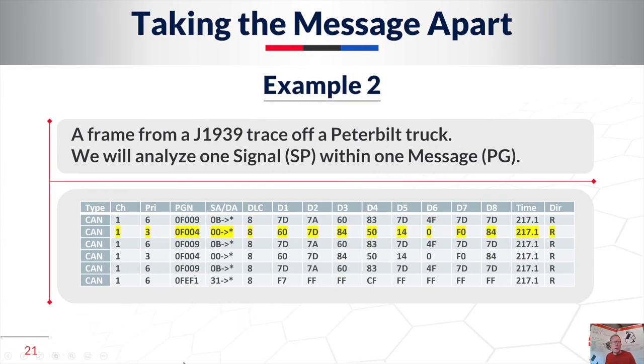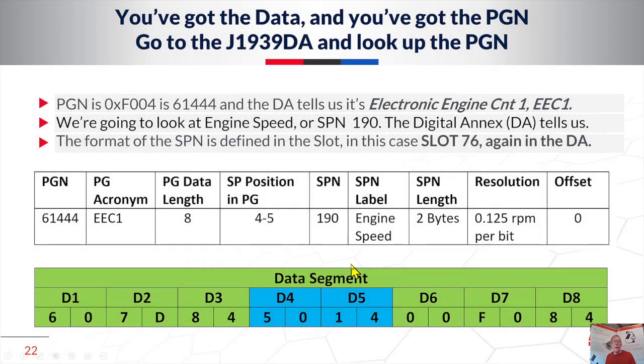Here's that data we saw earlier, again broken down in a J1939 format in the identifier phase up here. We're going to worry about the data across the bottom here. You see across here 8 data bytes, a timestamp, and it was received. The PGN was F004. That's a decimal equivalent of 61444. The digital annex tells us that's the electronic engine control 1, EEC1.